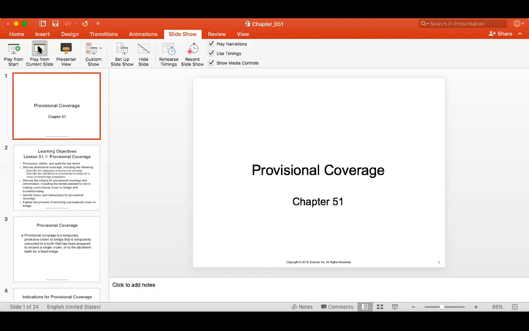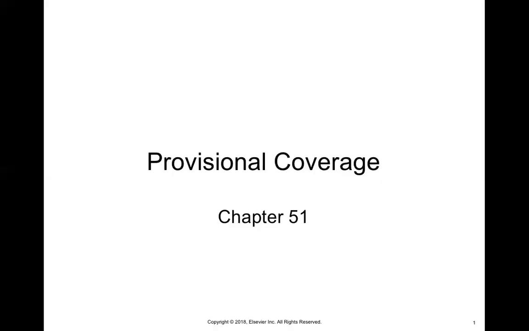All right, so chapter 51 is a very short, simple chapter. It's about provisional coverage. Who can remind me what provisional means? It's temporary. So we're going to talk about different ways that we can put a temporary filling or cover the tooth temporarily until we're able to do something more permanent. Does anybody know any examples of some of the provisional appliances that we can make for a patient's tooth or teeth? Crowns.